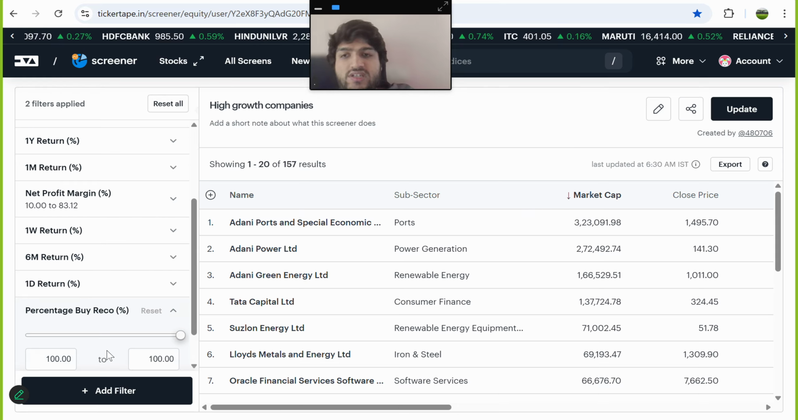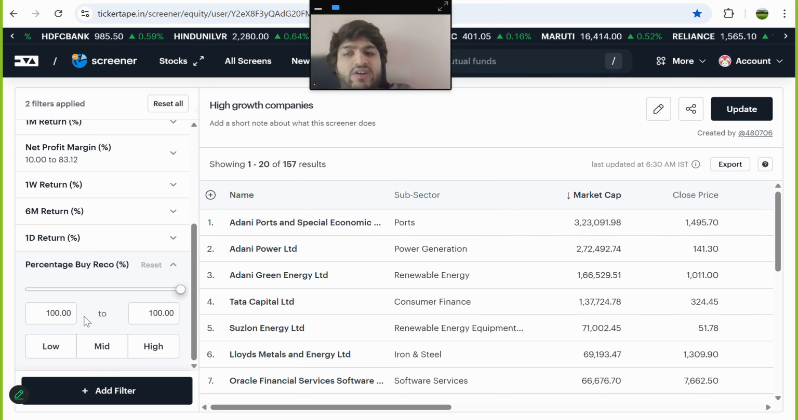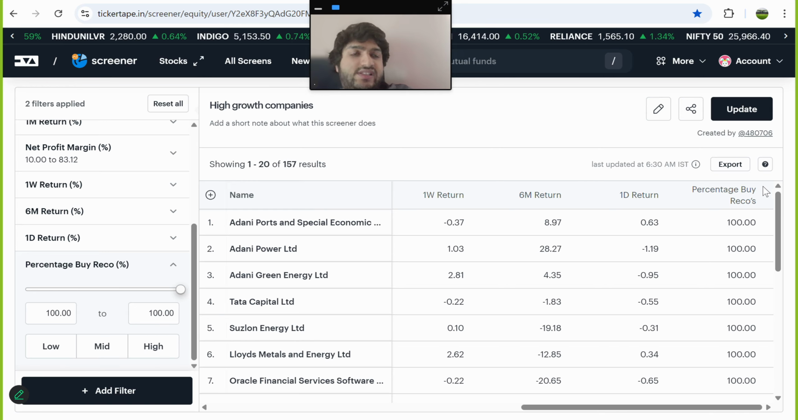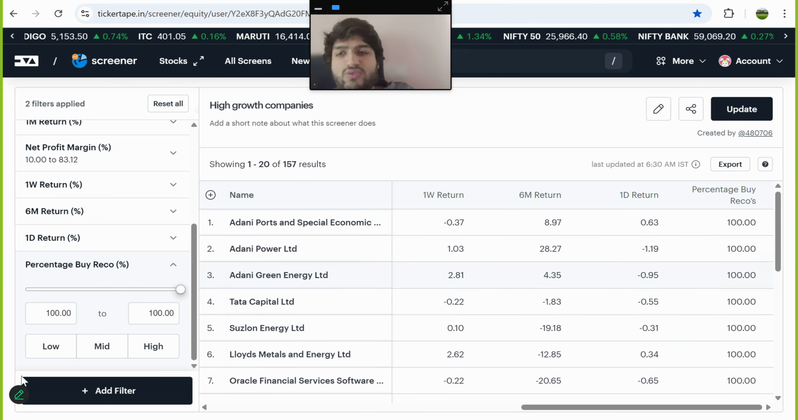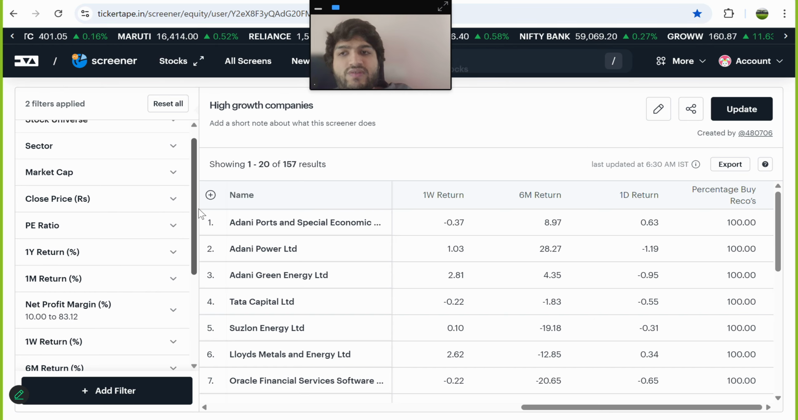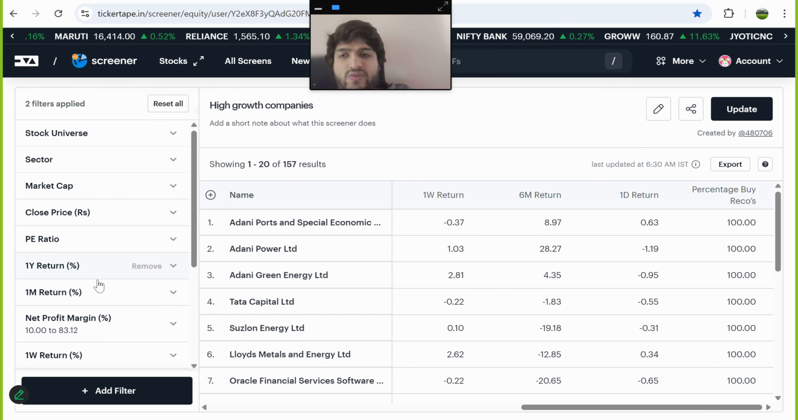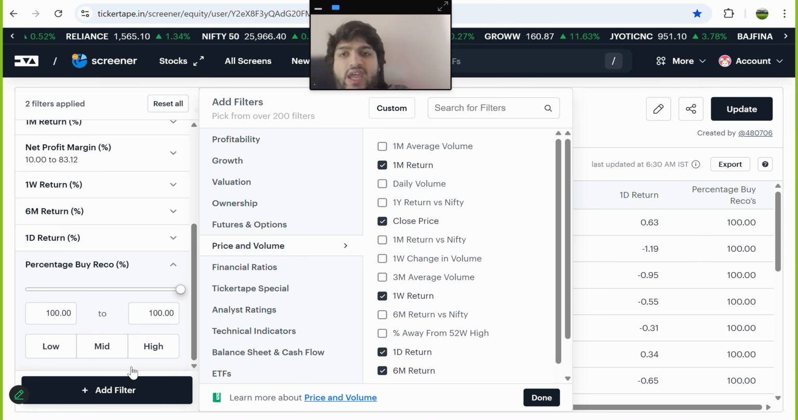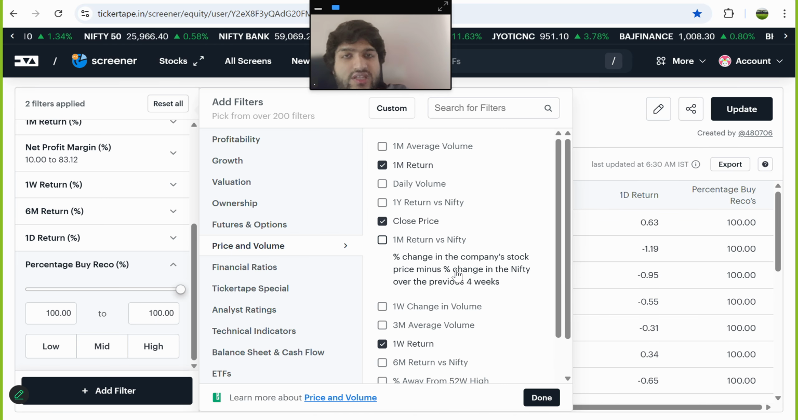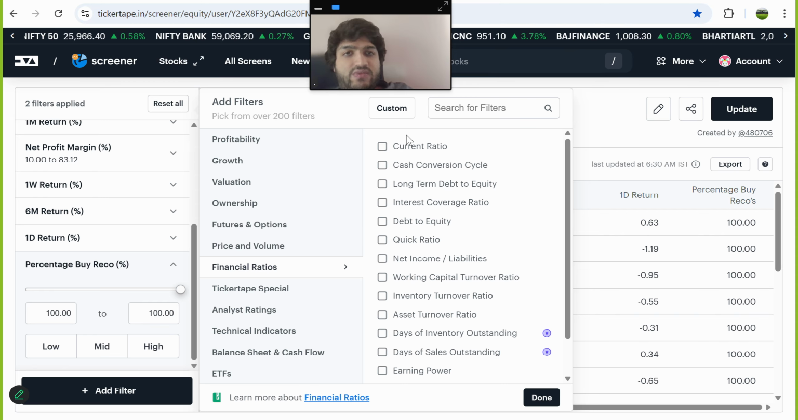Then you can also set, on a basic level, 100% buy recommendation from the analyst. Now it's the analyst related to Tickertape, but you can do your own analysis. But this is a basic thing you can do. You can keep it at 80, 90, whatever you like, and go forward from there. So basically here I've kept three filters only, but I can add additional filters by pressing add filter here.